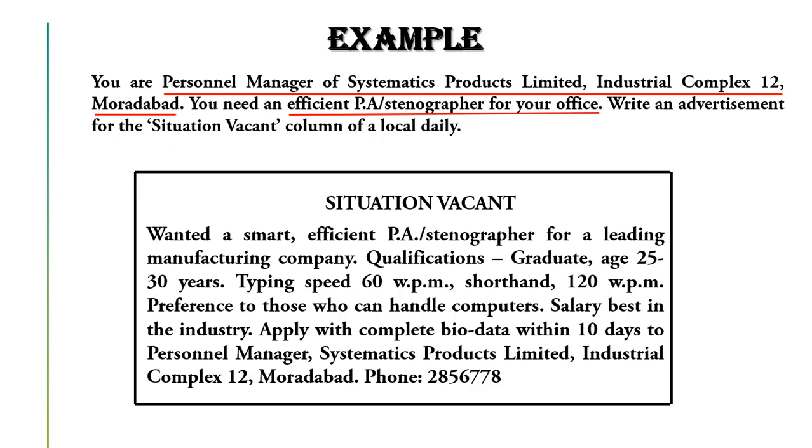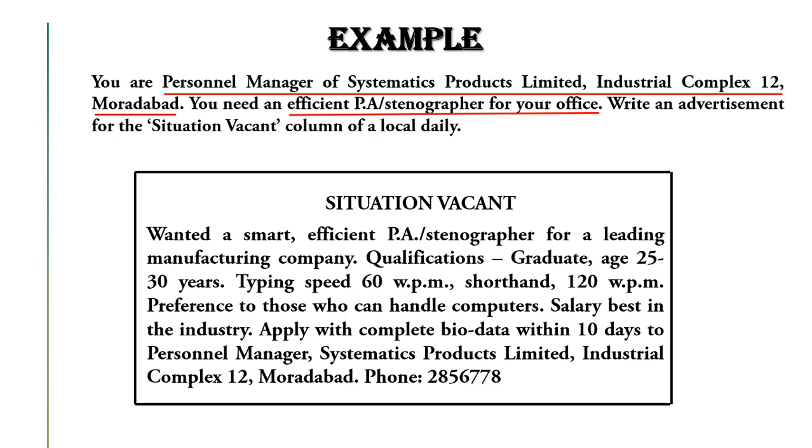So see, situation vacant must always start with either wanted or required. So efficient PA stenographer is given. You can also mention smart, another adjective. Right? For who? A leading manufacturing company. Okay, so your company is well-known, so instead of leading manufacturing company, you can use the word reputed, well-known. Okay. Then next, mention qualifications.